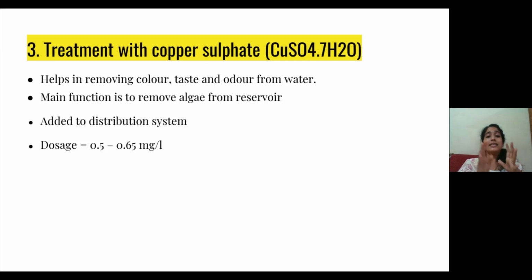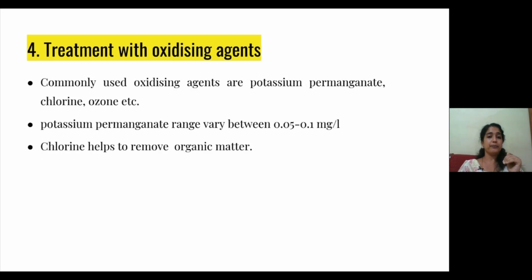Then it is the treatment with copper sulfate, that is CuSO4·7H2O, which helps in removing color, taste and odor from water. The main function is to remove algae from the reservoir, and this is added to the distribution system for removing algae. The dosage of copper sulfate is between 0.5 to 0.65 milligram per liter.